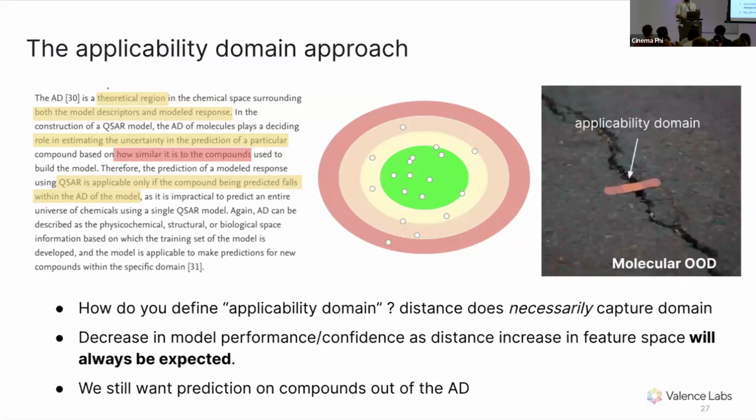But one issue is, how do you define applicability domain? Do you just say that if my compounds are too far from my training set, given some threshold of distance, then they are OOD, and I should not predict on them? No, the right way is actually to be able to assess the uncertainty in the prediction that your model is making.